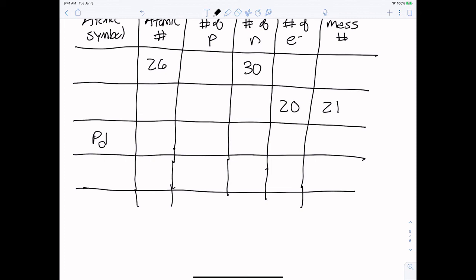And 107. Let's do one more. We'll do Ni, capital N, lowercase i. And the number of neutrons, 32.